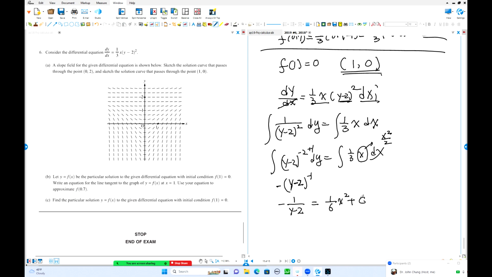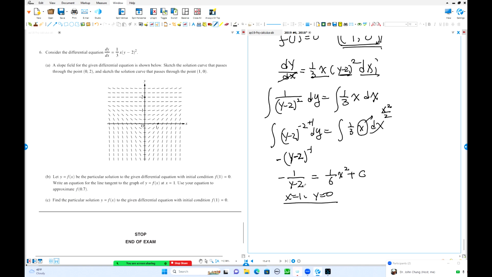Now using this, we can find the value of c, because we are given the initial condition: when x is 1, y is 0. Put these numbers in. Y equals 0 gives negative 1 over (0 minus 2), that is 1/2, equals 1 over 6 plus c. So c equals 1 over 2 minus 1 over 6. 3 over 6 minus 1 over 6 is 2 over 6, which equals 1 over 3. So c equals 1/3.